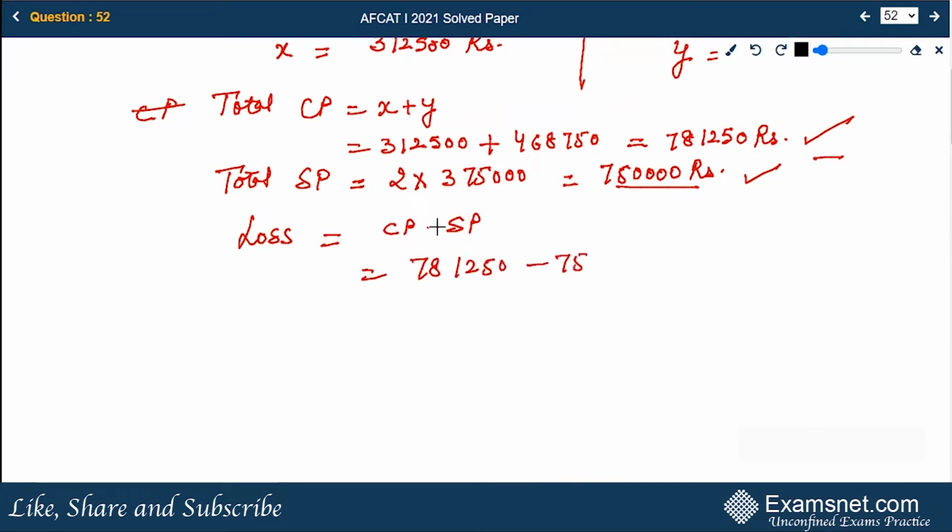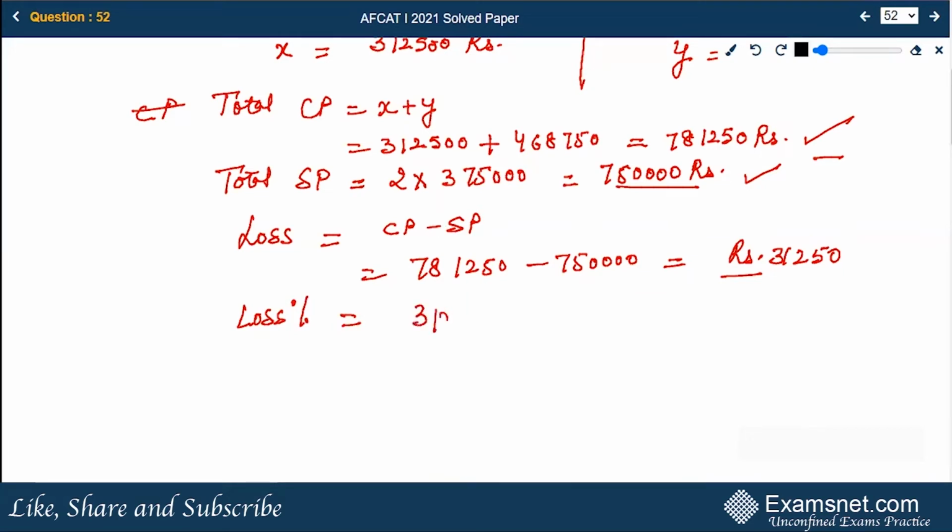781,250 minus 750,000. This is equal to how much? 31,250 rupees. This is the loss. Now you have to calculate the loss percent.